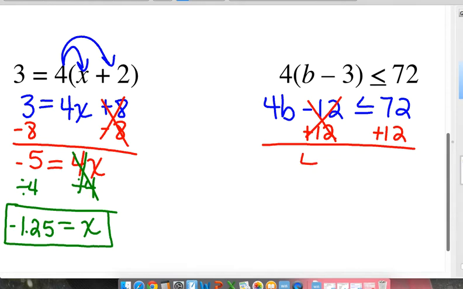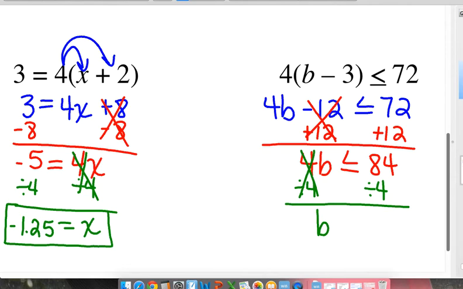There they go. 4b is less than or equal to 72 plus 12, which is 84. Look at that b. He doesn't want to be multiplied by 4. You do the opposite and divide by 4. Geez, we've been doing a lot of divide by 4s, I feel like. That's kind of curious.